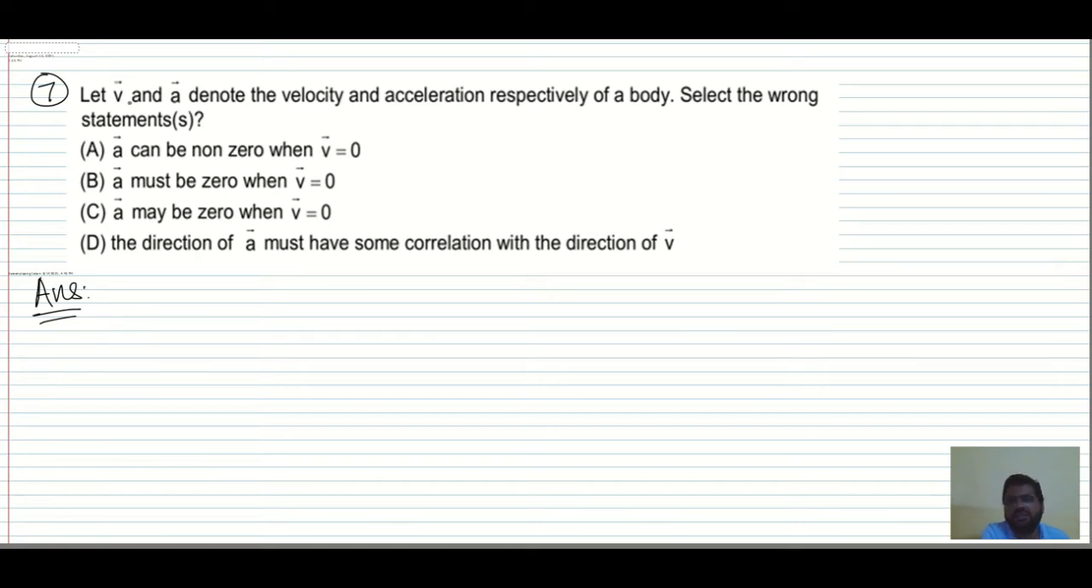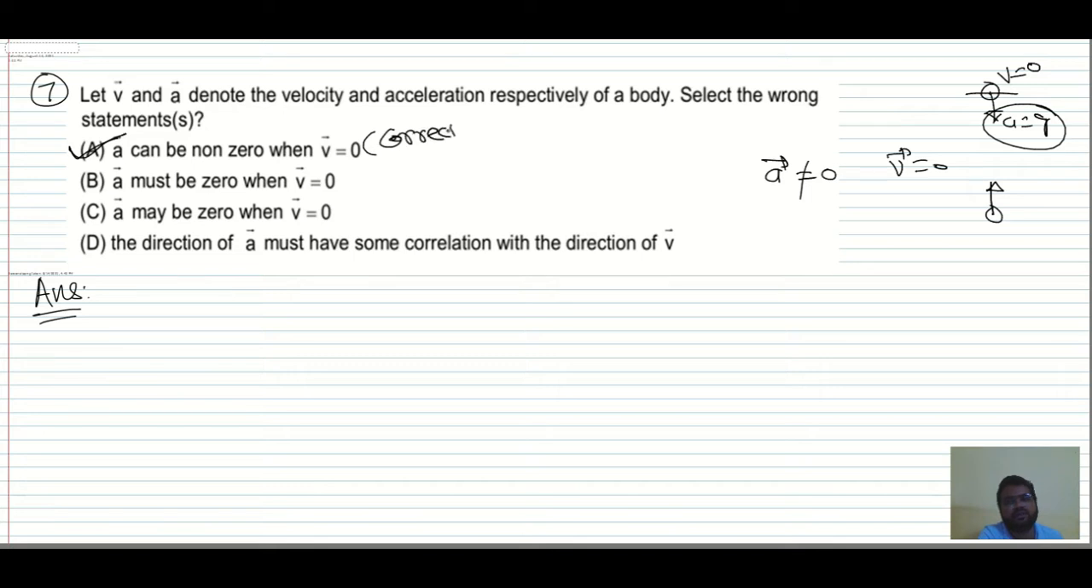Now 7th question. Let V bar and A bar denote the velocity and acceleration respectively of a body. Select the wrong statements. We want the wrong statements, right? A bar can be non-zero when V bar is equal to 0. It is correct. Why? When you throw a ball upward, at the topmost point V is 0, but the acceleration is still acting on it, isn't it? So this can be possible. This is a correct statement.